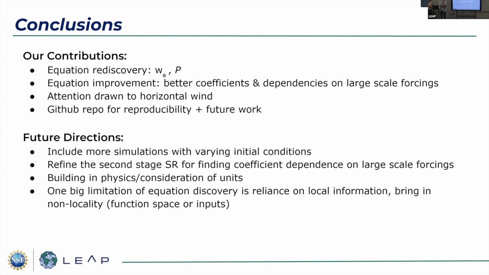So the future directions we'd like to look more into are including more simulations with varying initial conditions. Also, refining the second stage of symbolic regression for finding coefficient dependence on large-scale forcings, and building in more physical consideration of units. One of the big limitations of equation discovery is relying on this local information, but we'd like to probably bring in some non-locality. All right, and thank you.